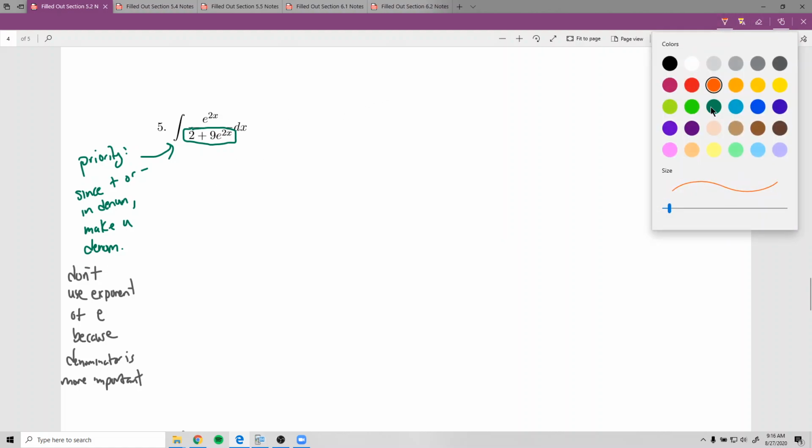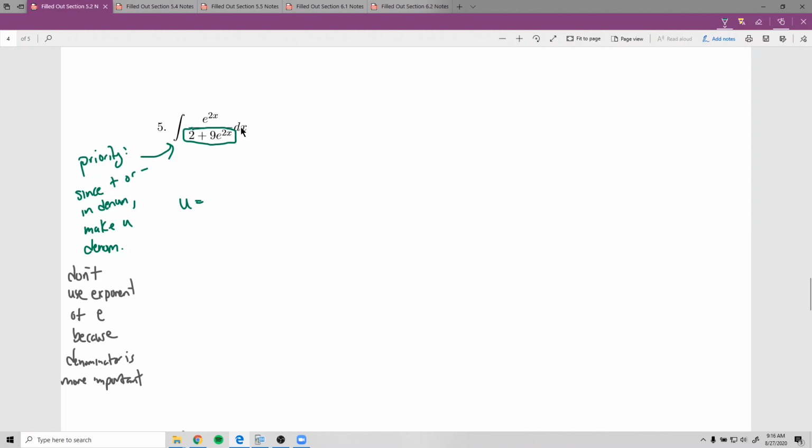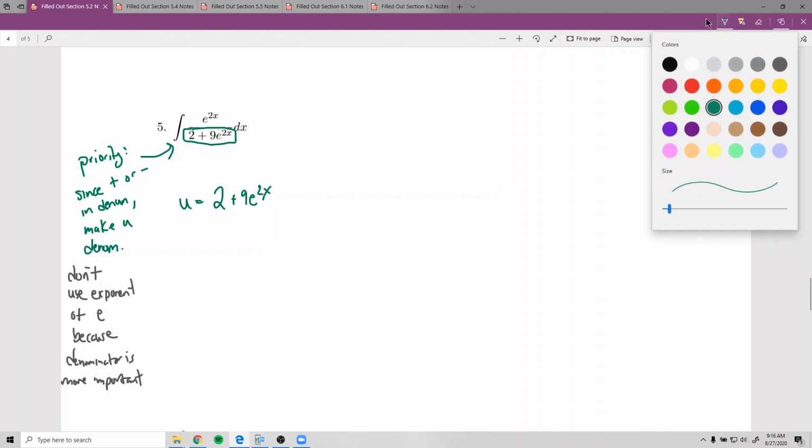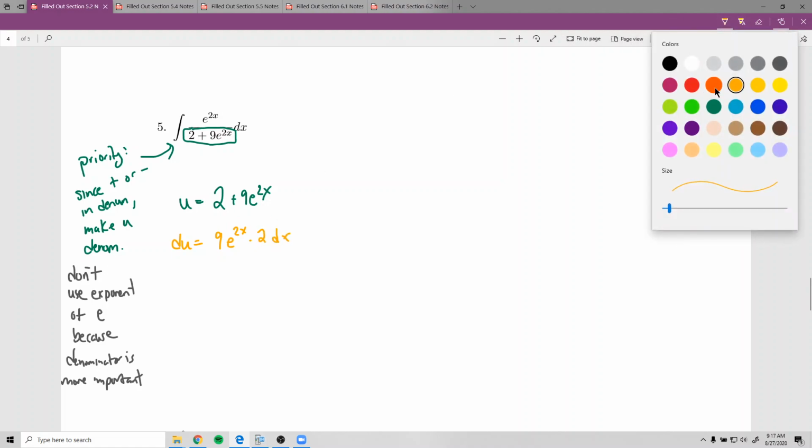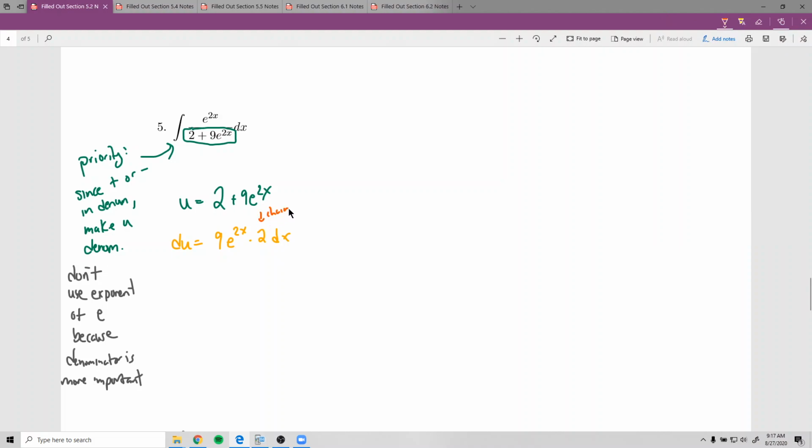All right, so let's go ahead and do that. U is going to be the whole denominator. There's not an extra power on the outside, so we don't need to even question that. Then we do the derivative. Now the derivative of this, that requires the chain rule because we don't have just x in the power. We got our 9. The derivative of e raised to whatever is itself. But because of the chain rule, we also have to multiply by the derivative of the power 2x, which is 2. That is the chain rule.